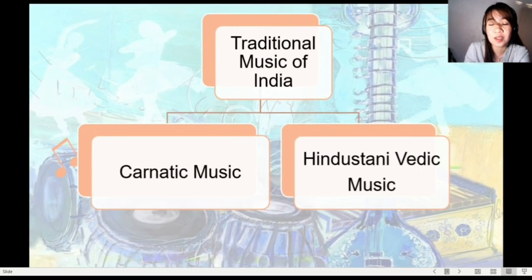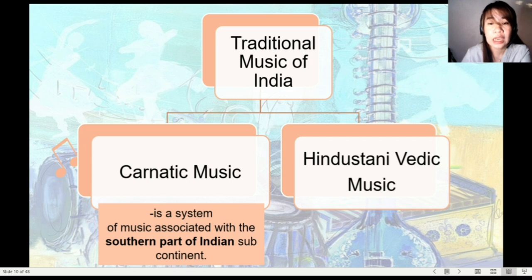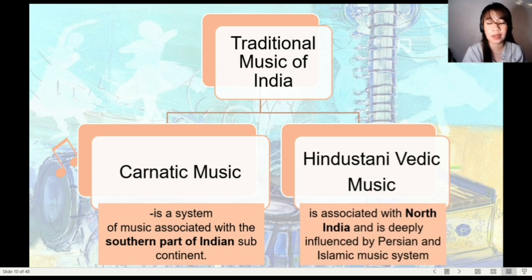But first, let us talk about the traditional music of India. In India, they have two types of traditional music. The first one is what they call Carnatic music, and the second one is the Hindustani Vedic music or Hindustani music. What is the difference between the two? Carnatic music is a system of music associated with the southern part of Indian subcontinent, while Hindustani Vedic music or Hindustani music is associated with North India and is deeply influenced by Persian and Islamic music system.